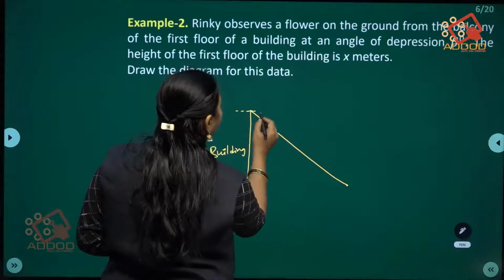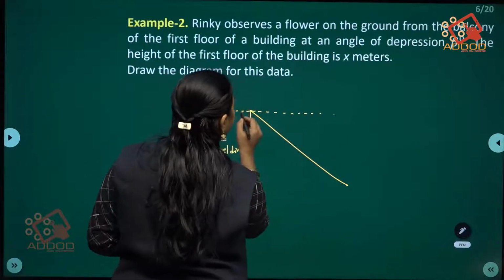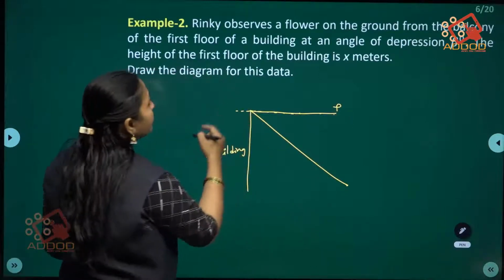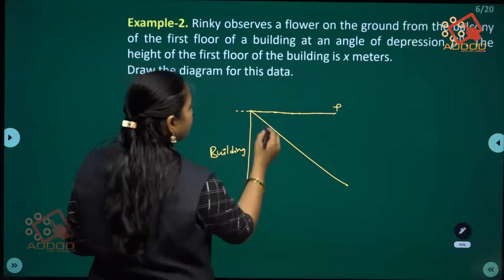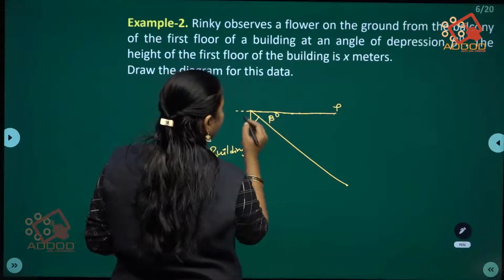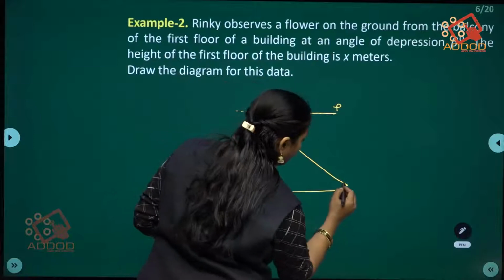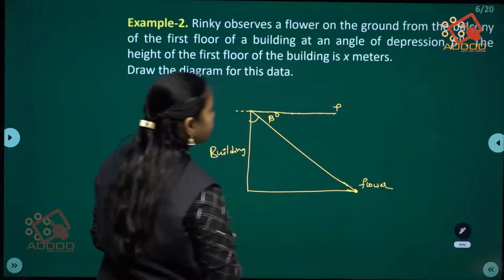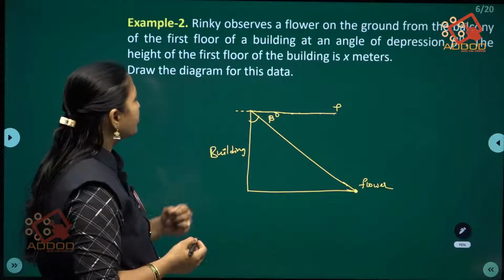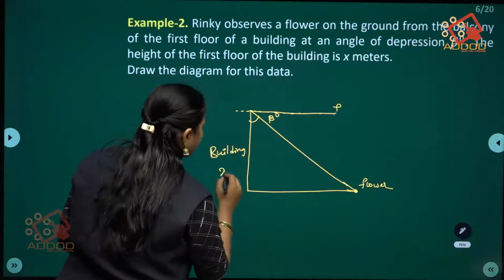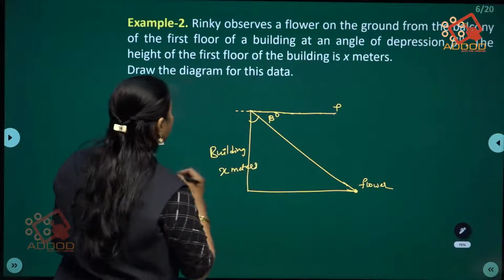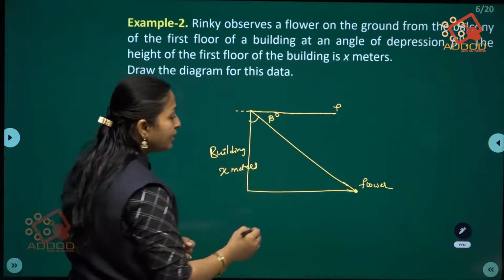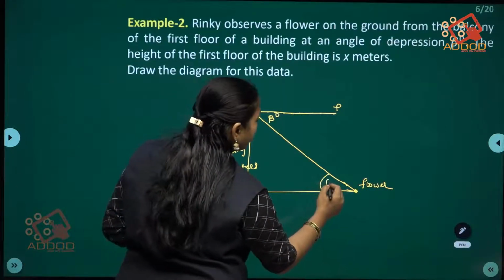So some angle will be made, this is a horizontal line, let it be P. So here the angle of depression is given as beta degrees. Now this is beta degrees. Now here it is the flower. The height of the first floor of the building is x meters. It is x meters. Draw the building for this. See here, angle of depression is equal to angle of elevation, so it is beta degrees.